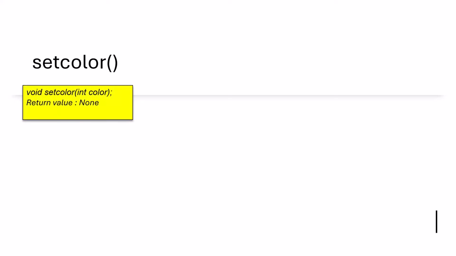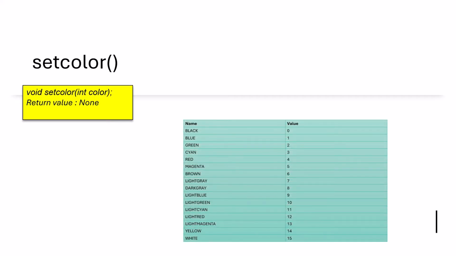Then we have set color. This is the prototype. As you can see, the return value is none, and it takes as parameter an integer. These are the different colors. Now it has to be said that you can either send as argument the value, as in the integer itself, or you could specify the name of the color, but without enclosing it within quotes. No quotes, just the color in uppercase, just as you see it on screen, right?